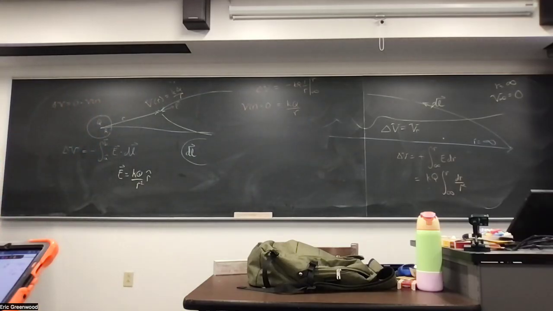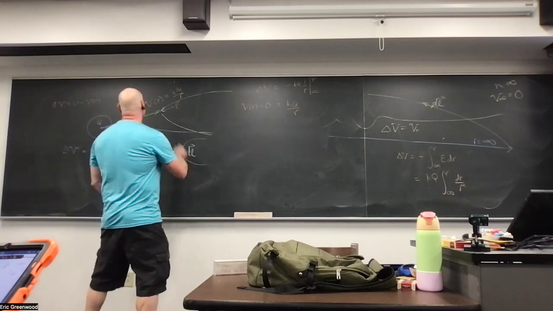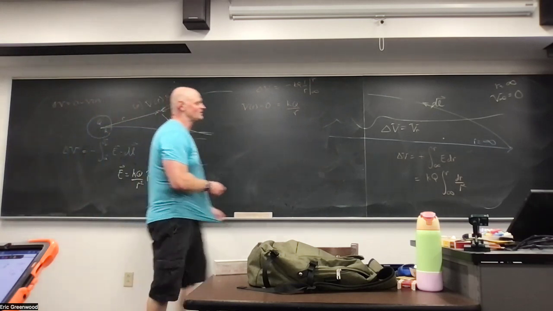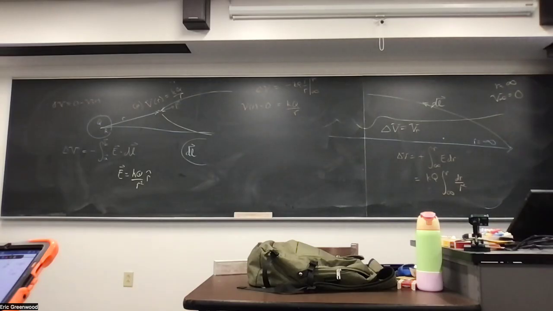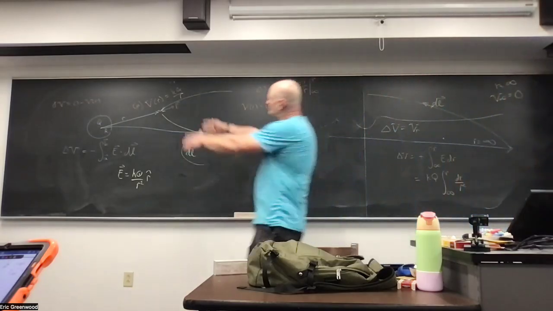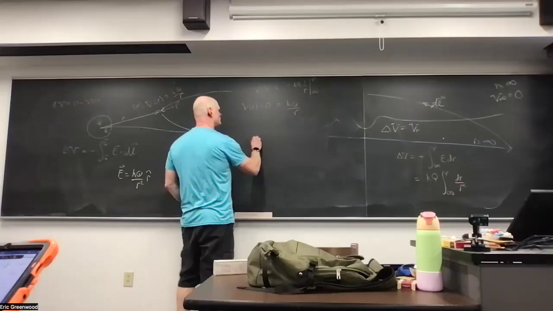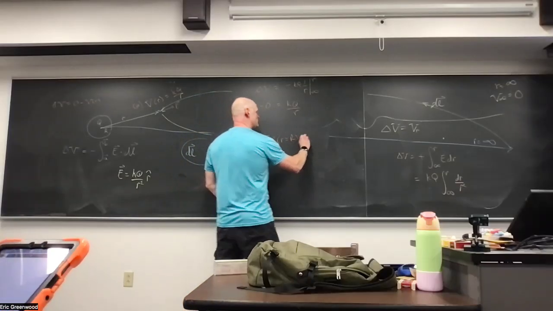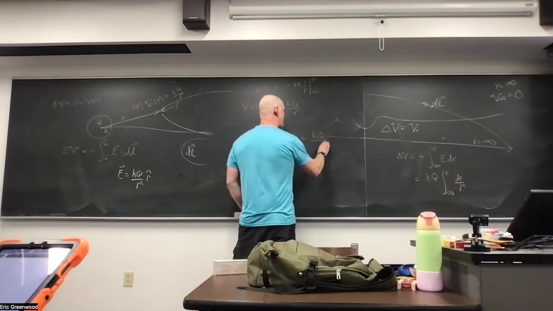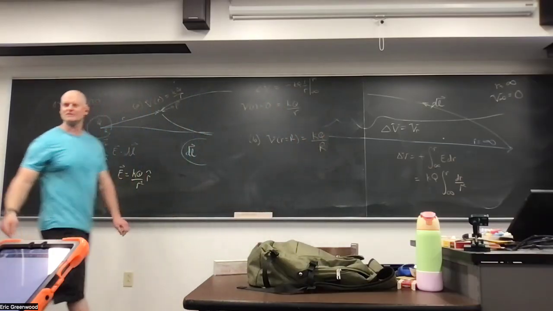Okay? So that's part A. Part A is basically saying, what is the potential here? That's going to be kq over r. Next, it wants to know what is the potential specifically at r equal to capital R. All I'm going to do is evaluate this at capital R. So for part B, my potential at capital R is simply going to be kq over capital R. That's it.